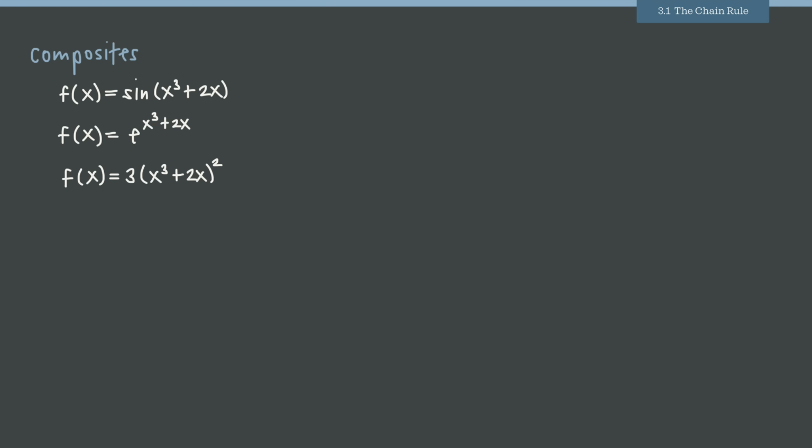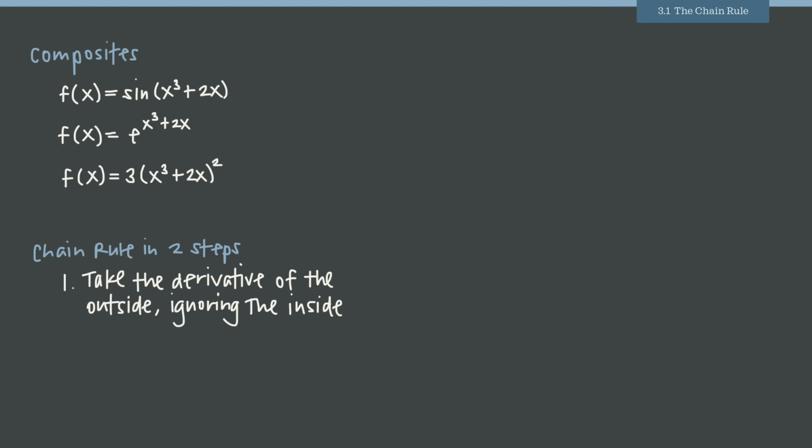Remember that chain rule gives us a way to differentiate composite functions, and a composite function is just a function of another function. So these are all composite functions because we have the function x cubed plus 2x nested inside of the sine function, the exponential function, and this power function. And remember that chain rule tells us that when we want to differentiate a composite function like one of these, we apply it in 2 steps.